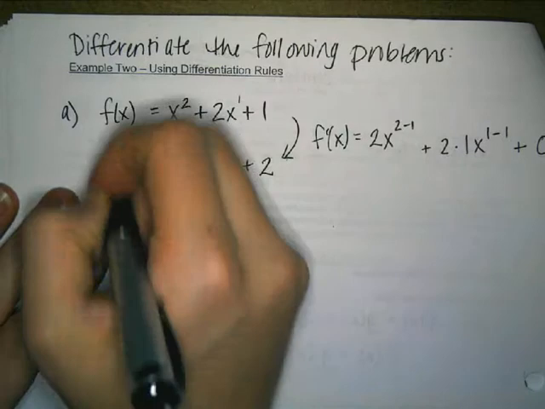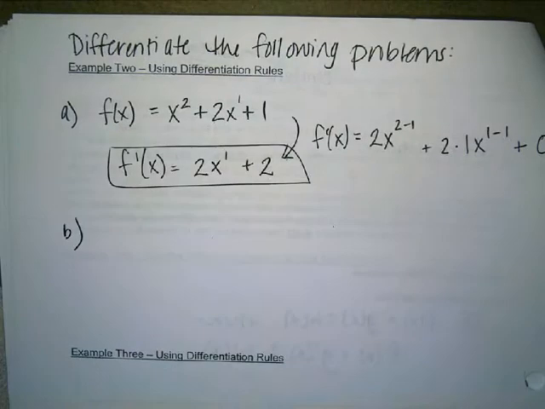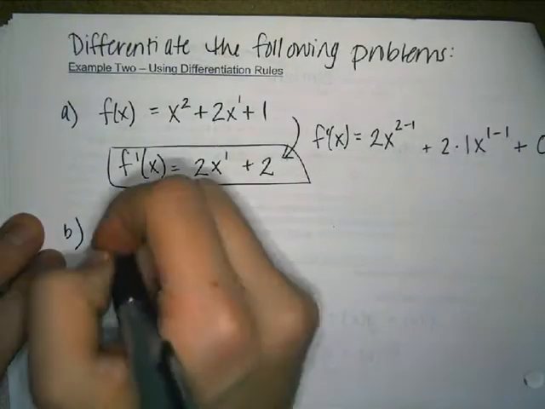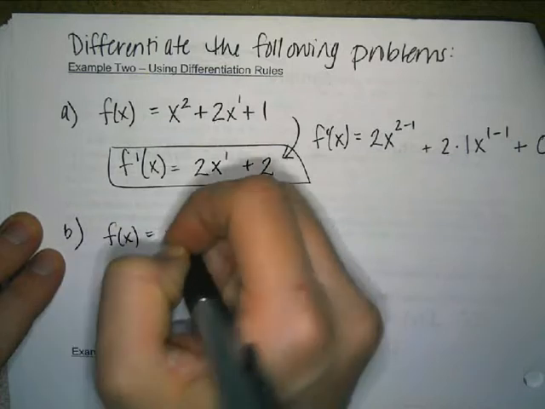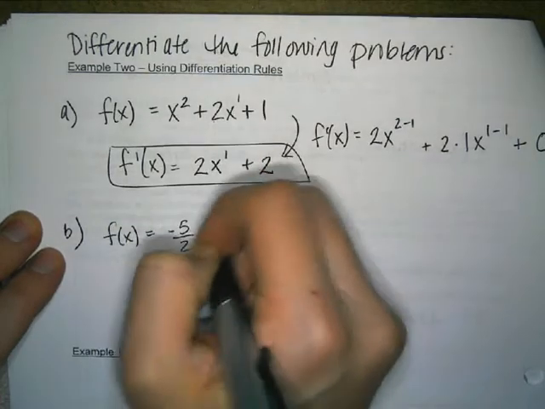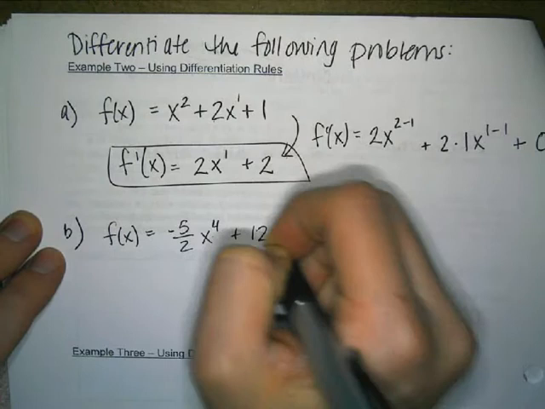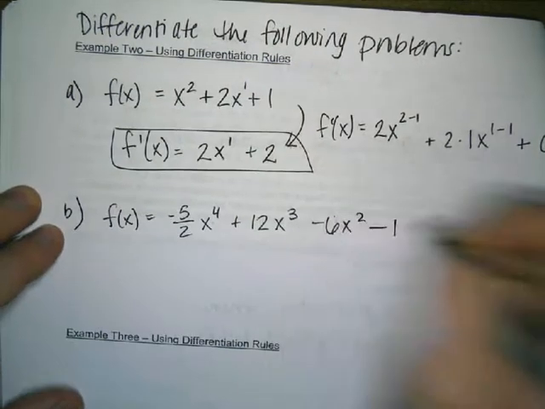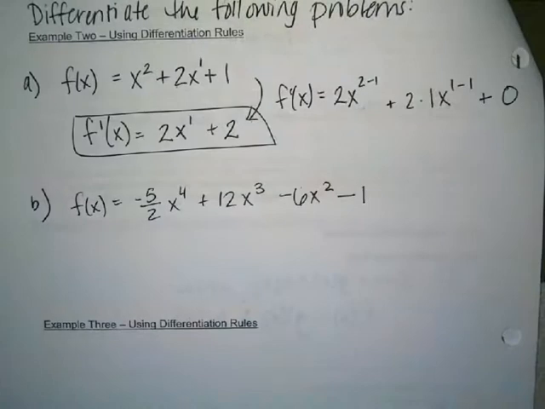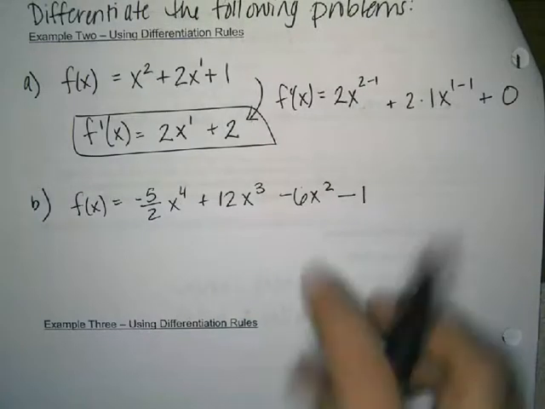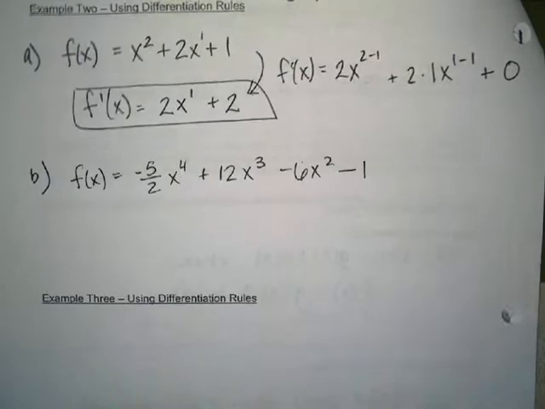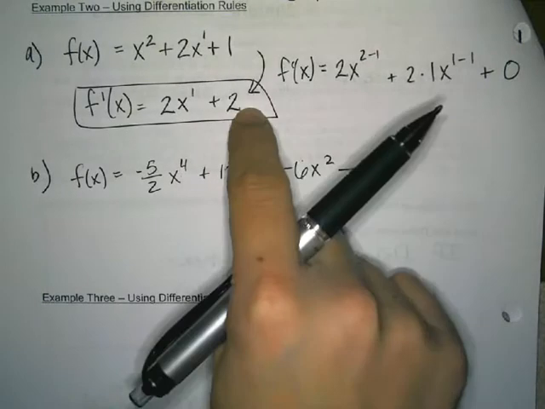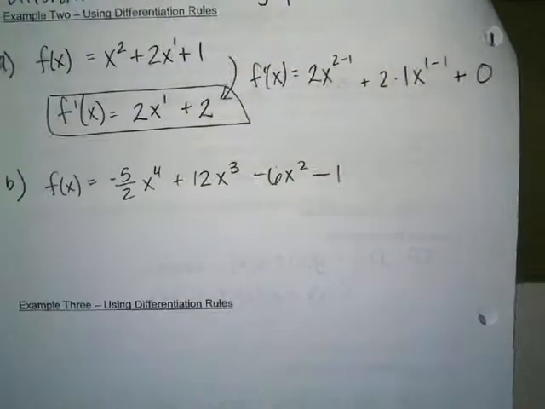Alright, let's look at another one. F of x equals negative 5 halves x to the 4th plus 12x cubed minus 6x squared minus 1. Okay, so same thing. I'm going to do it the long way and then we're going to simplify it. But if you can go from here to here and not have to do this step, that would be good, since this is supposed to be quick eventually.